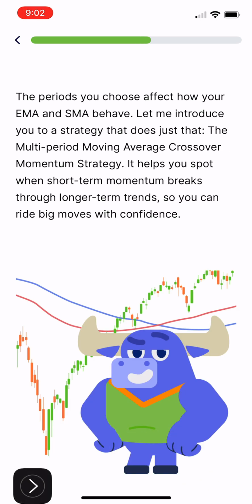The periods you choose affect how your EMA and SMA behave. Let me introduce you to a strategy that does just that: the multi-period moving average crossover momentum strategy. It helps you spot when short-term momentum breaks through longer-term trends, so you can ride big moves with confidence.